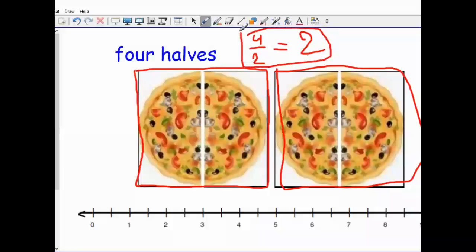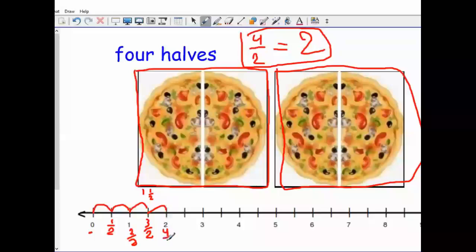And we can see this on the number line. I will start at 0 and count in steps of 1 half. So this is 1 half, and it is exactly halfway between 0 and 1. 2 halves is the same as 1 whole. 3 halves, and I said that 3 halves is the same as 1 and 1 half. Okay, let's complete. 4 halves landed on 2. So 4 halves is the same as 2.